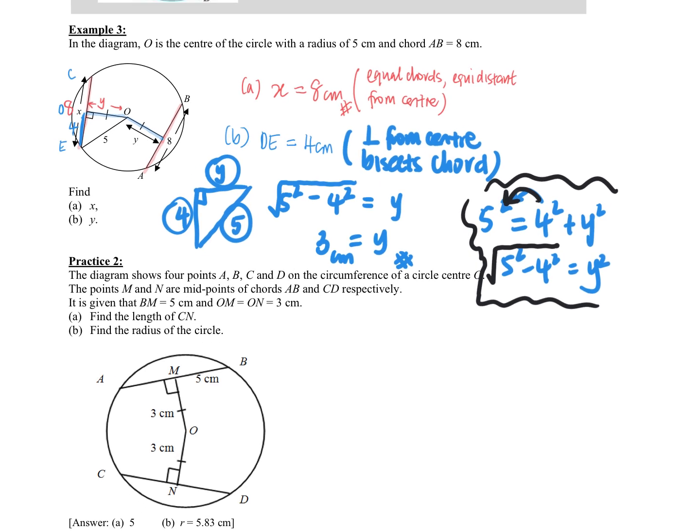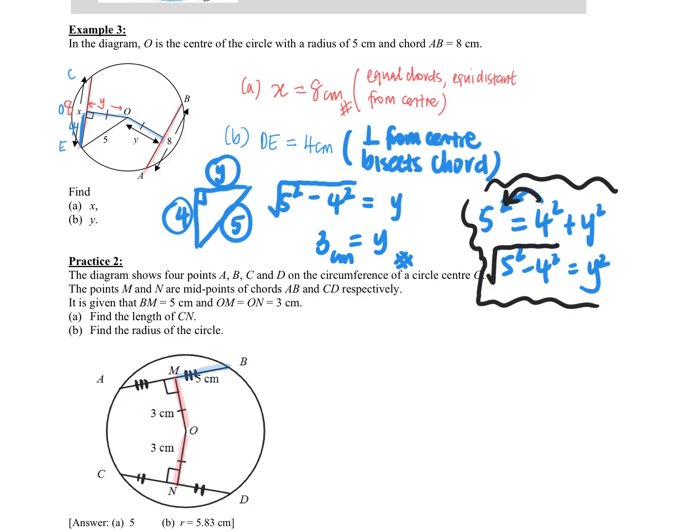Okay, so practice 2, last question. I have A, B, C, D on the circumference of a circle. M and N are midpoint. Midpoint straight away will cut this into half. Okay, and then it is given that BM is 5, OM and ON is both 3 cm. So this one 3, this one 3, this one 5. So that's all the info they give me. They say, can you find what is CN?